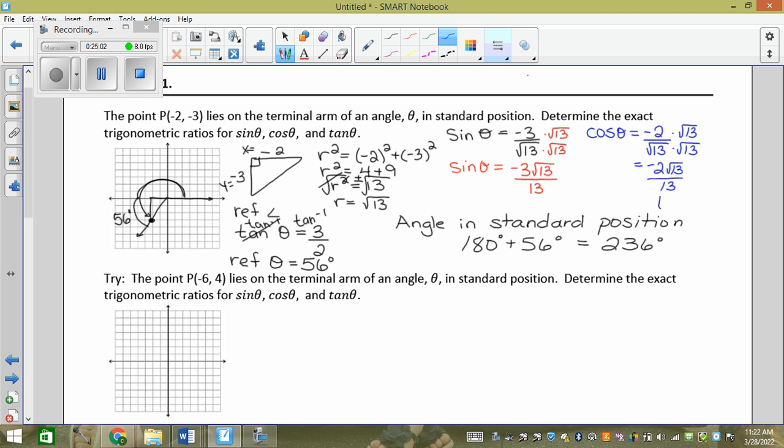And then tan theta is y over x. So I'm going to get negative 3 over negative 2, which is just the same as 3 over 2. You can just take off the negative signs, because a negative divided by a negative is a positive.